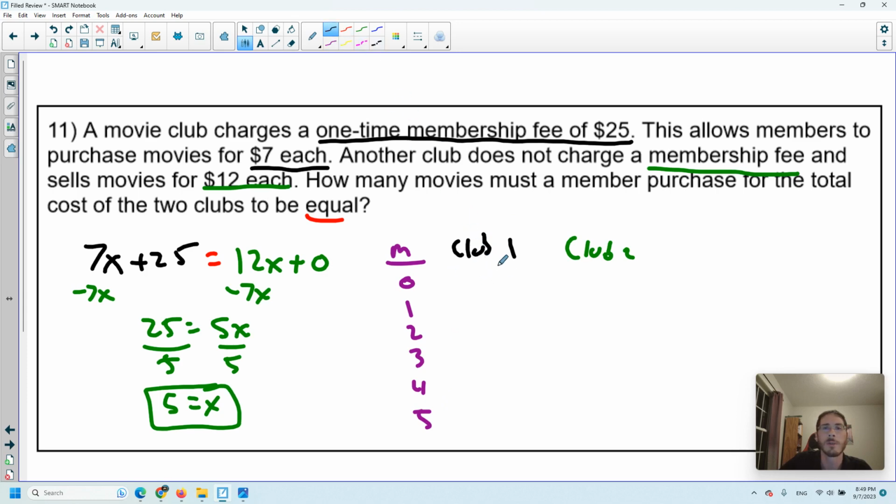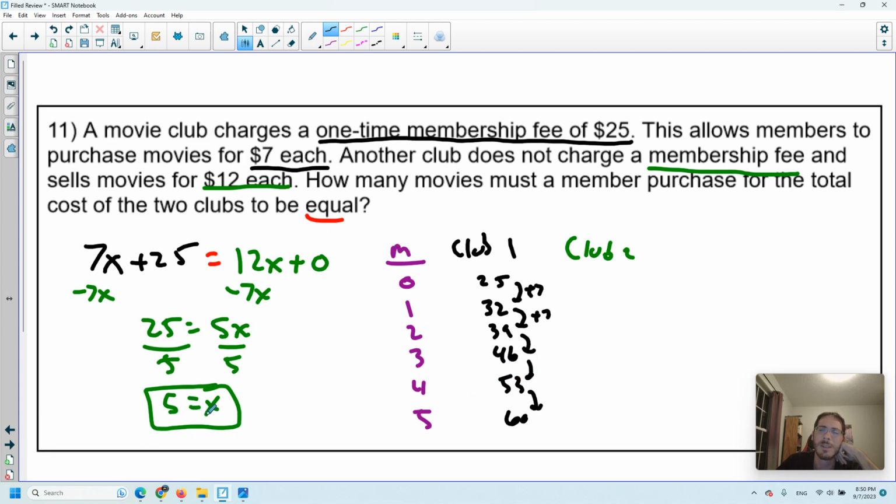I take that back. Because for Club 1, if I don't want to get any movies, I still have to pay my $25 fee. For one movie, I've got 25, and then I've got to pay another 7. So 25 plus 7 would be 32. And then I add 7 again to get to 39. This looks a lot like those tables you probably did last year. Then we add 7 again to get to 46, and again to get to 53, and then again to get to 60.